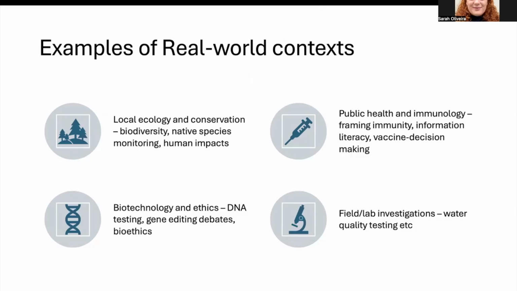And then field lab investigations. Can you ask them questions about water quality, for example, and can they go and test it? Can you create an inquiry-based approach to incorporating this in the classroom?